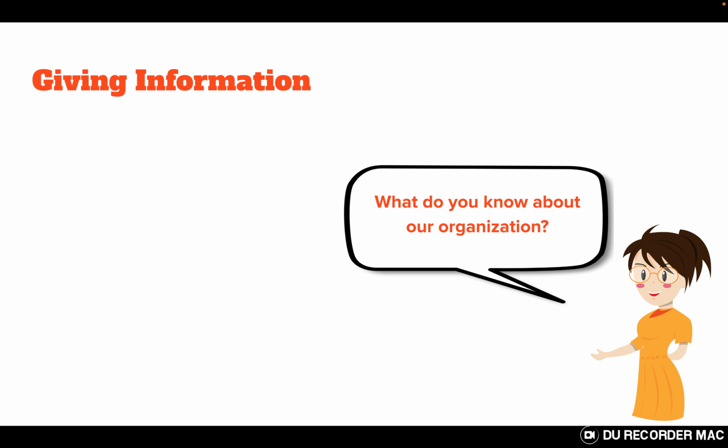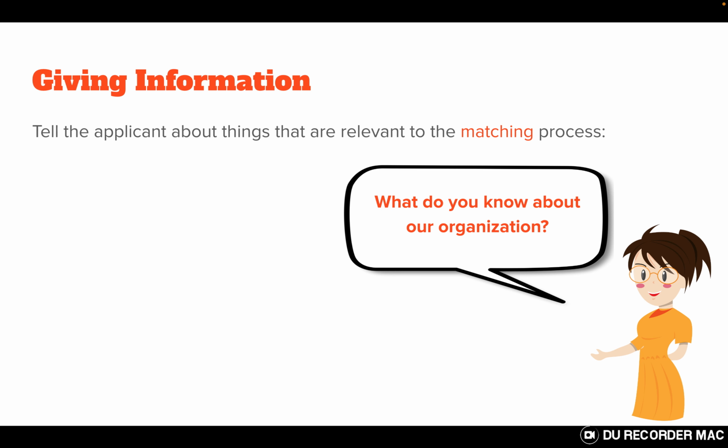Then in this interview as the recruiter, you have to give information. In other words, you could ask, what do you know about our organization? And hear your partner's responses, but in order to save time, you could just tell the applicant about things that are relevant to the matching process. So you are required to give one piece of information or one fact about the organization during this interview.